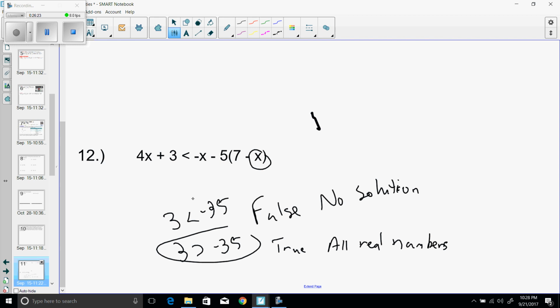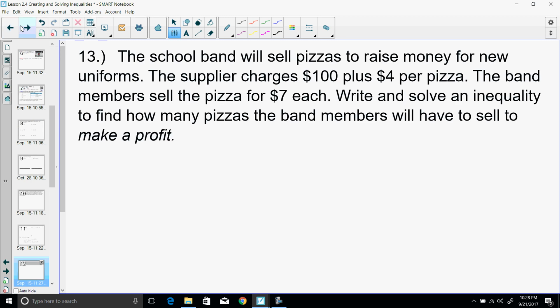Okay? So we can get our variables to cancel out when we're solving inequalities, and what we can end up with is a false statement. And if it's a false statement, then there's no solution. Or variables can cancel out, and we can get a true statement, and then we have all real numbers as our answer. All right, let's continue on with our lesson here.